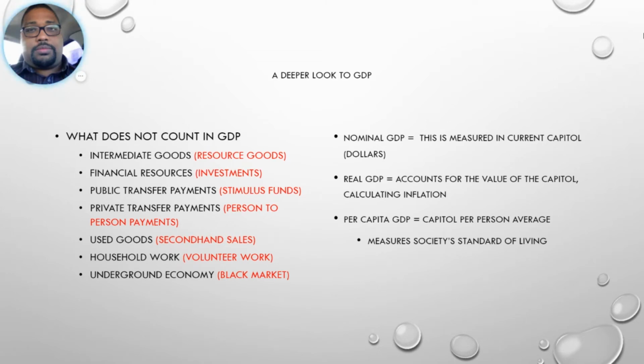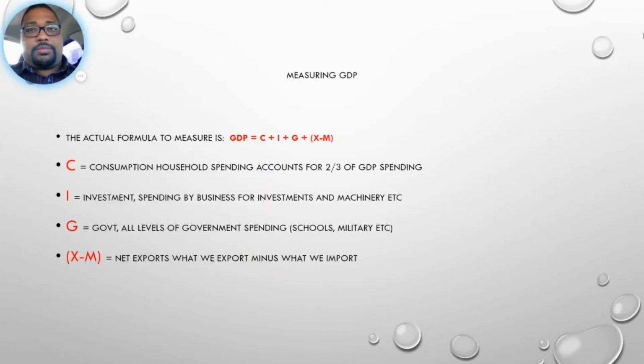All right. Your per capita GDP is your capital per person on average. So basically, you take the total GDP and you create an average of what each person's per person GDP is. The actual formula to measure GDP is C plus I plus G plus X minus M. What does all of that mean?